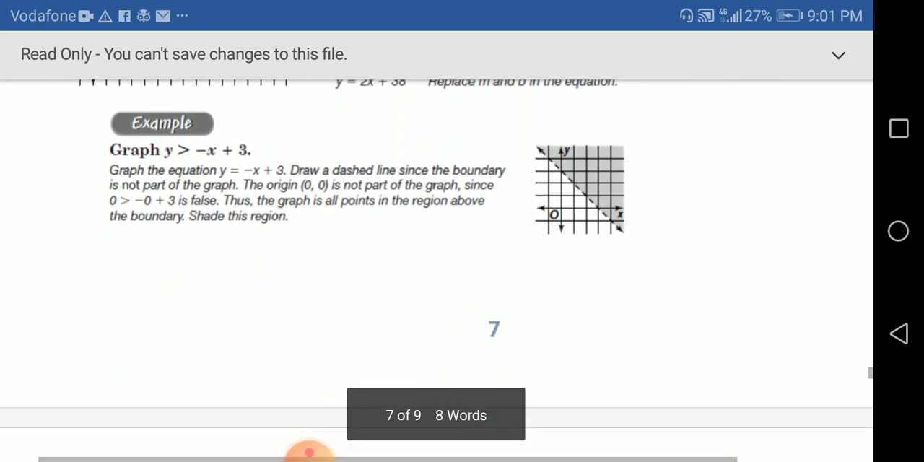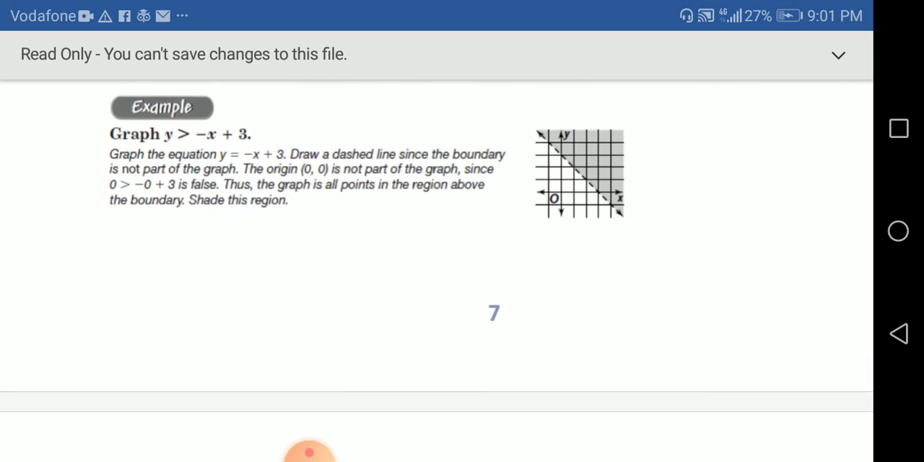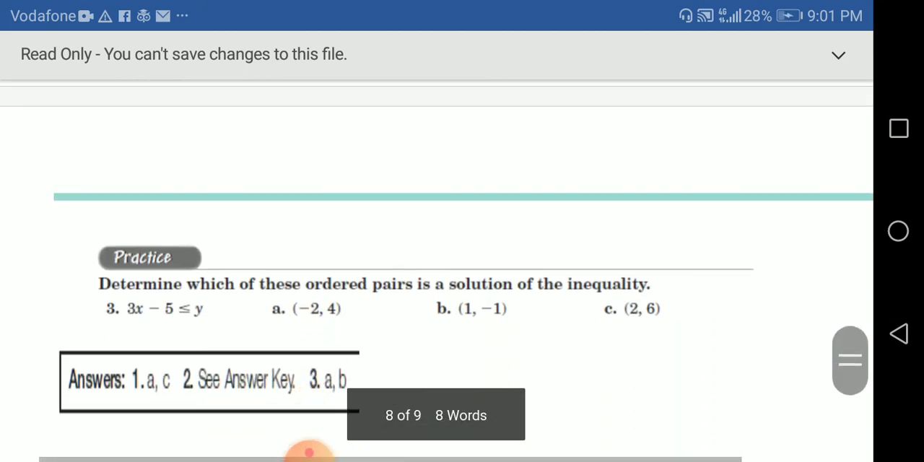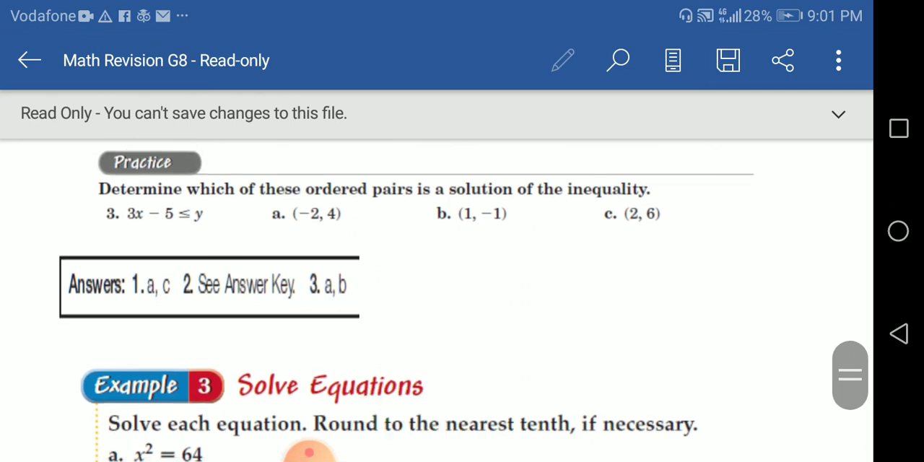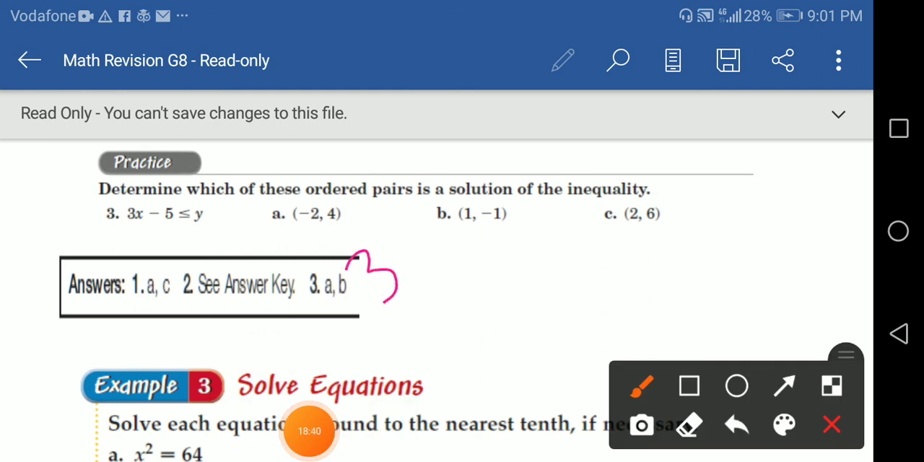It's easy. Graph y greater than negative x plus 3. Okay, guys, y equals negative x plus 3. This is the equation. Draw. This is not very important here. Now determine which of these ordered pairs is a solution for the inequality or not. This is important. I have 3x minus 5 less than or equal to y.